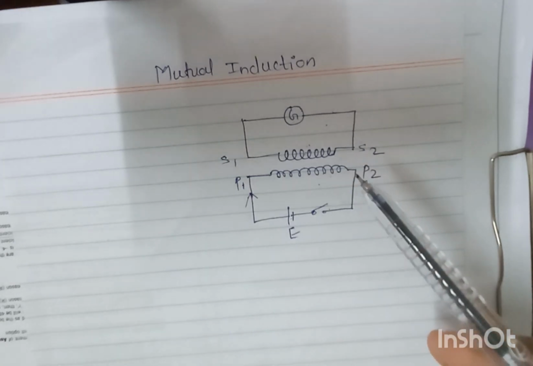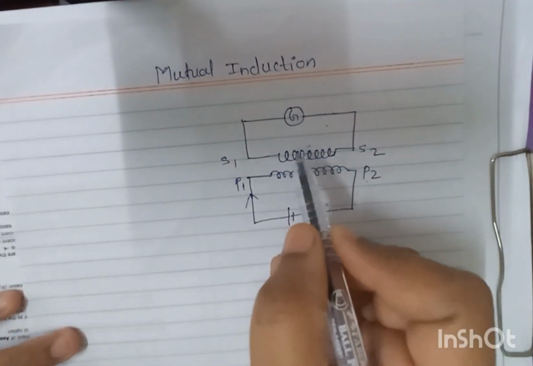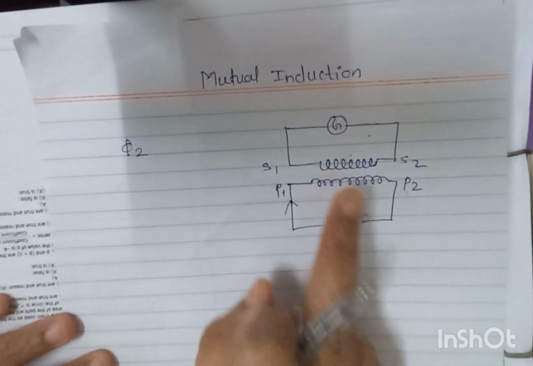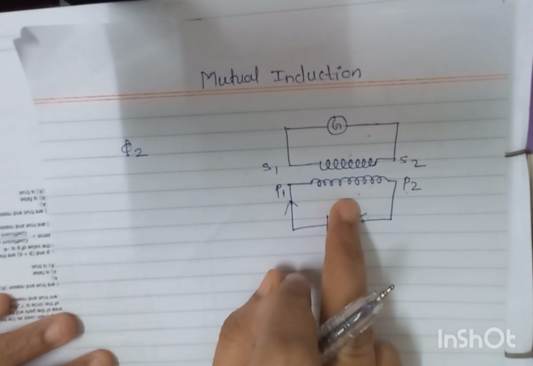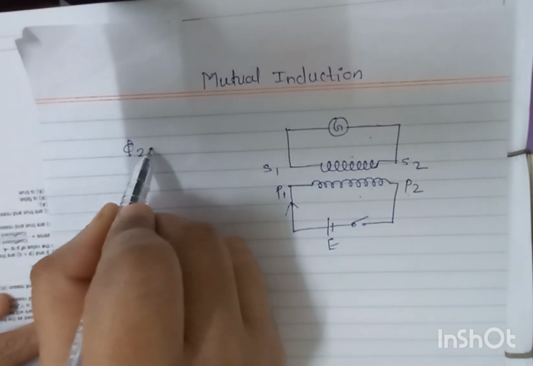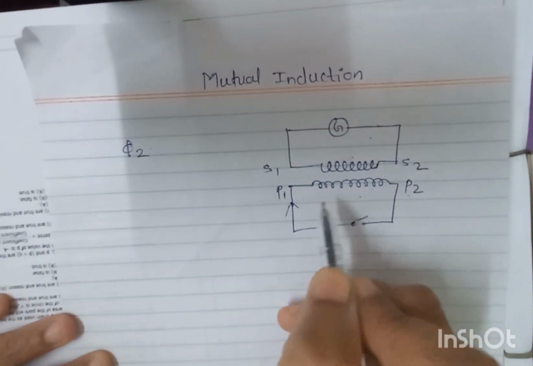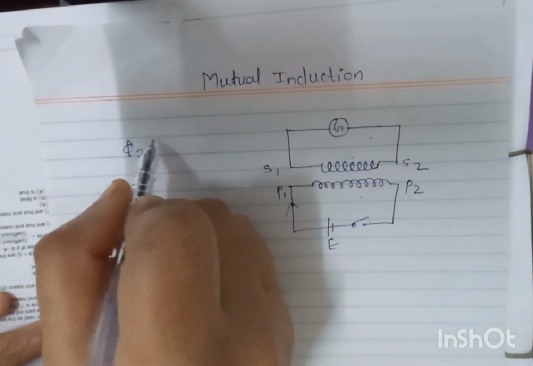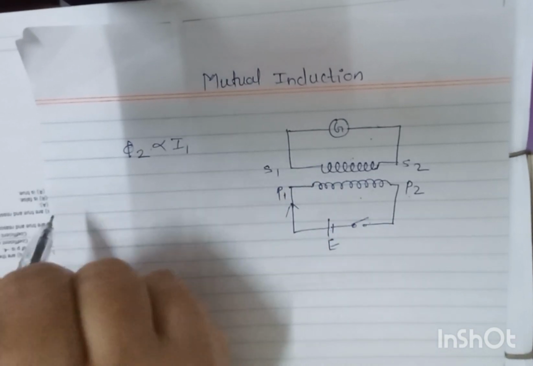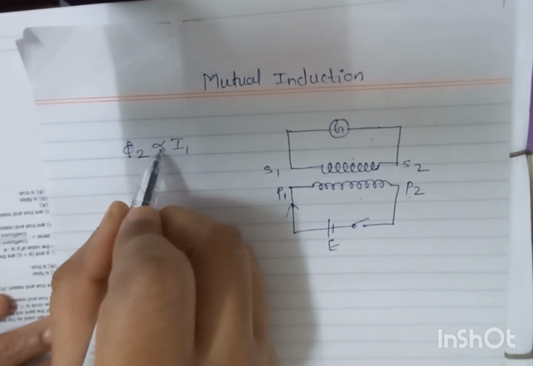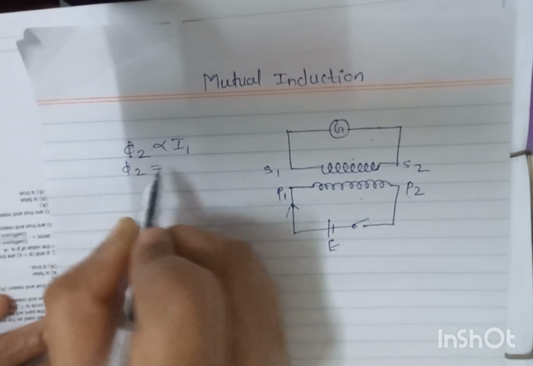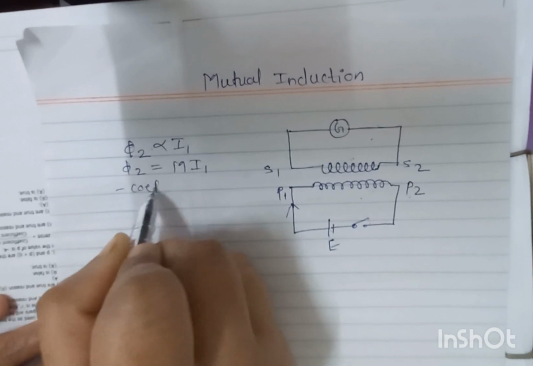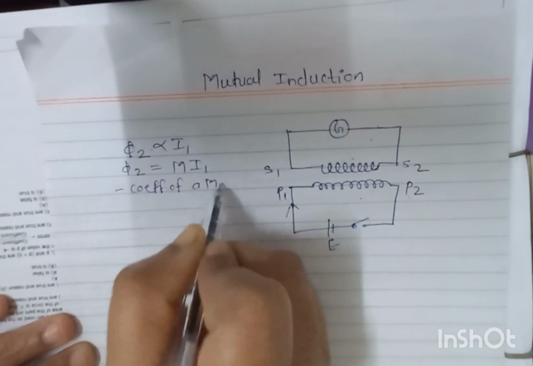Here, the flux linked with the secondary coil is phi 2, and the flux linked with the primary coil is phi 1. Flux is generated due to change in current in the primary, so the flux generated in coil 2 is directly proportional to the current I1. If we remove the proportionality sign, then phi 2 equals M into I1. M is nothing but the coefficient of mutual induction.